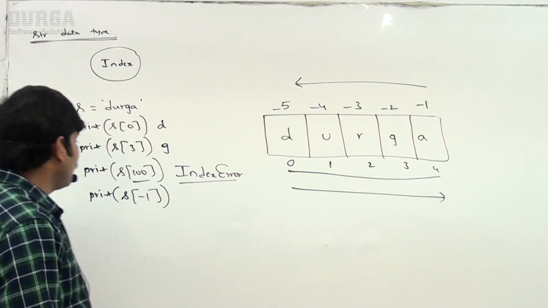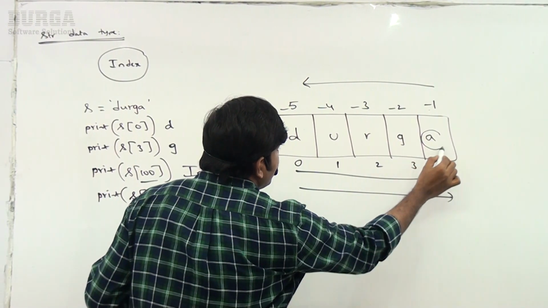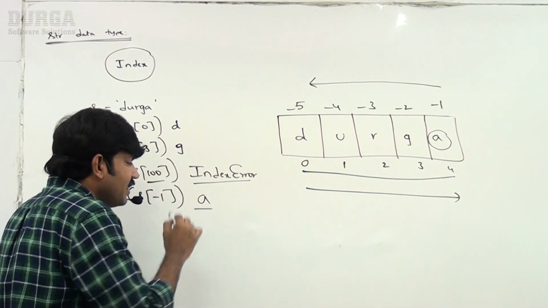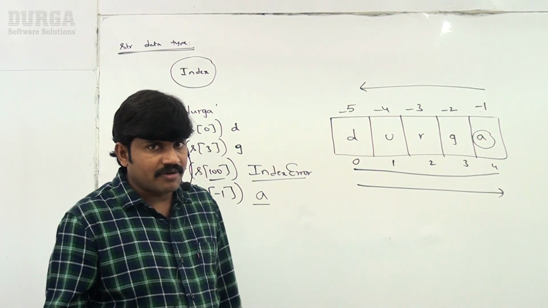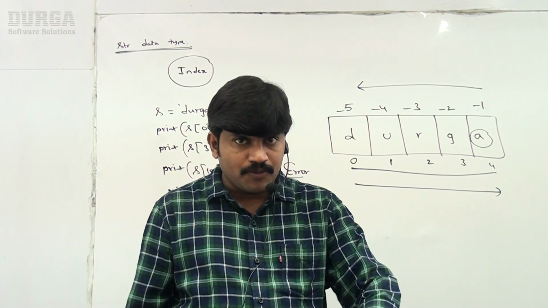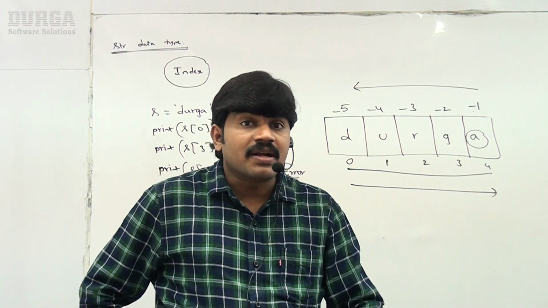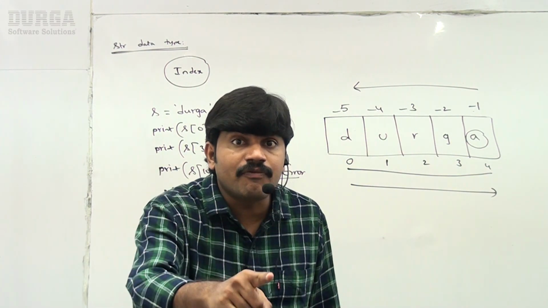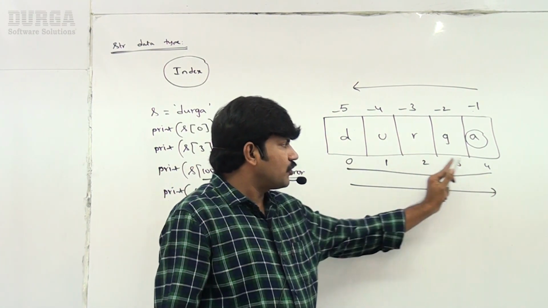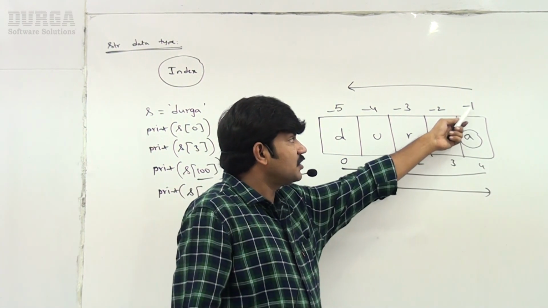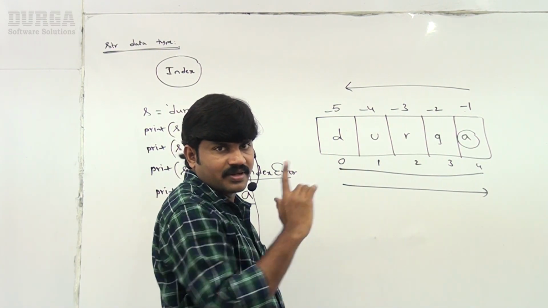Now, sir, S of minus 1 means what is the answer? At minus 1 index, which character is there? A character is there. That's why you are going to get simply A, sir. Is it clear for all of you? Python provides support for both positive index and negative index, yes or no? Yes. But other languages provide support only for positive index. Positive index starts with 0, from left to right. Negative index starts with minus 1, minus 2, minus 3, minus 4, minus 5, from right to left. Clear for all of you, right?